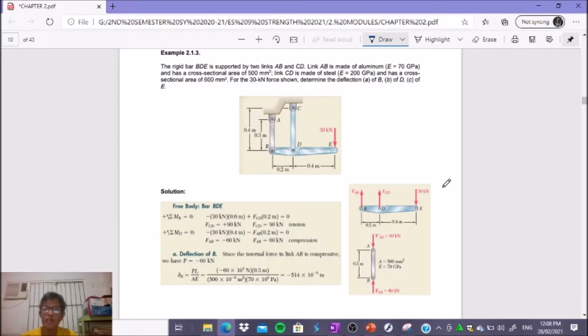Now, the rigid bar BD is supported by two links AB and CD. Link AB is made of aluminum with E equal to 70 megapascal, and the cross-sectional area is 500 mm squared. Link CD is made of steel. E is 200 gigapascal and has a cross-sectional area of 600 millimeters. For the 30 kilonewton force shown, determine the deflection of point B, point D, and point C. Point E.